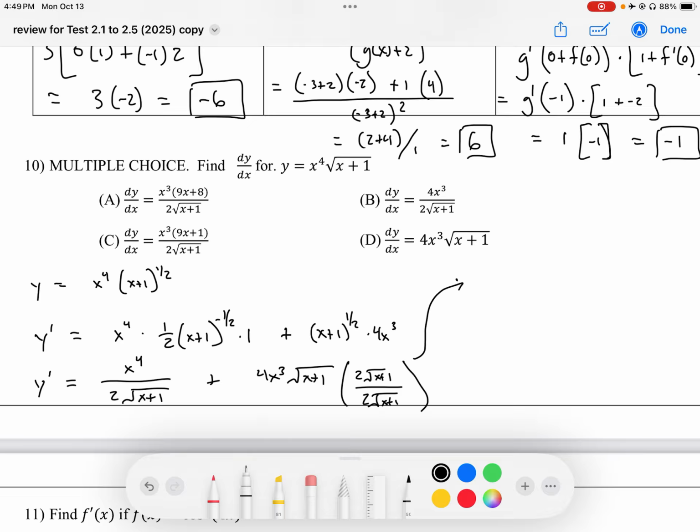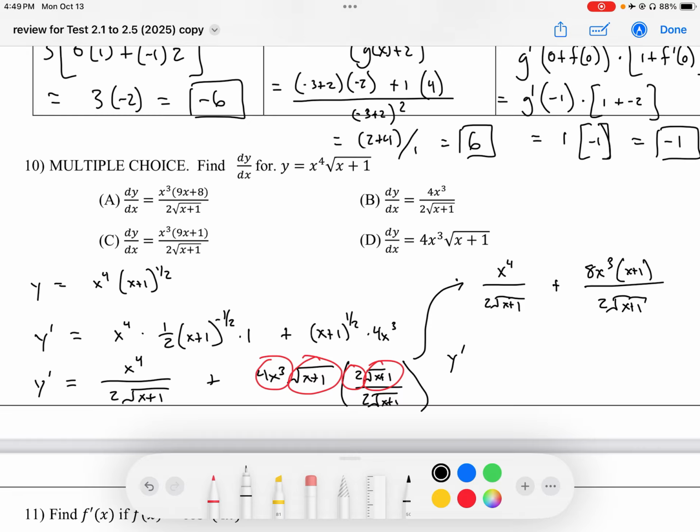Okay, so that is going to give me x to the fourth over 2 root x plus 1 plus, now when I multiply these things, I am going to choose to combine the 4x cubed and the 2 to be 8x cubed. And then I am going to combine the x plus 1 and the x plus 1 in the square root, because when I multiply those things, I'm just going to get x plus 1. And that's all divided by 2 root x plus 1.